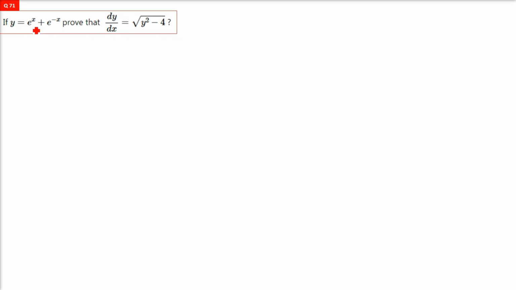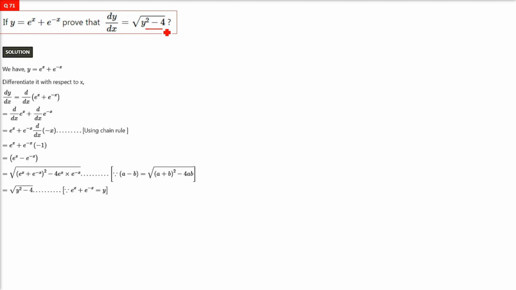Next is y is equal to e to the power x plus e to the power minus x. So dy by dx is under root y square minus 4. So there is a formula we are going to employ here. See, y is equal to e to the power x plus e to the power minus x. Simple differentiation will do d by dx. E to the power x will remain e to the power x. E to the power minus x will remain as e to the power minus x, but will have a negative sign because minus x is also there. It will be negative here.